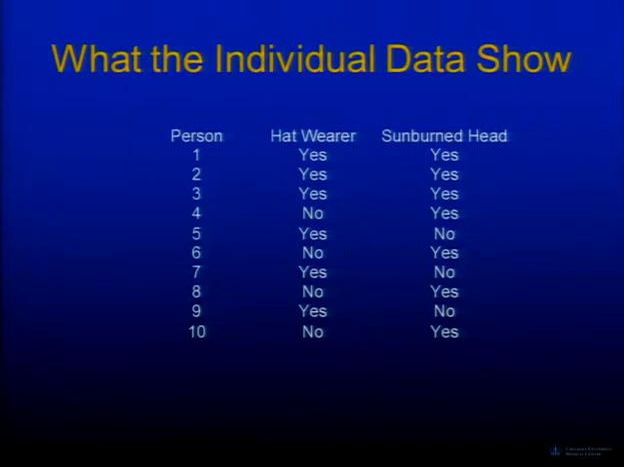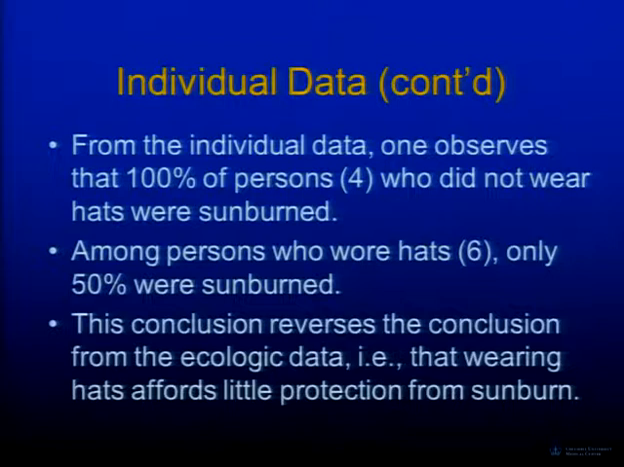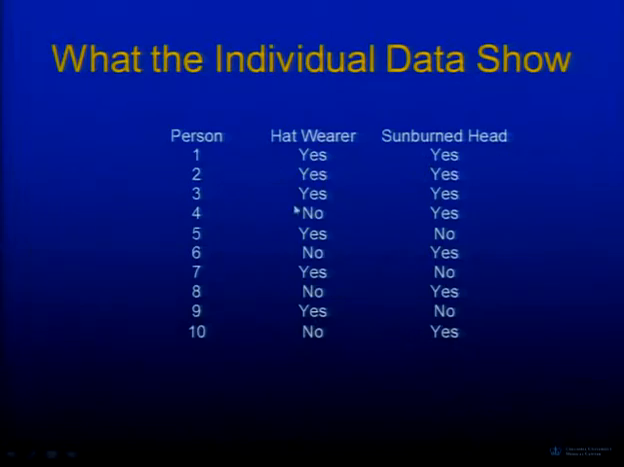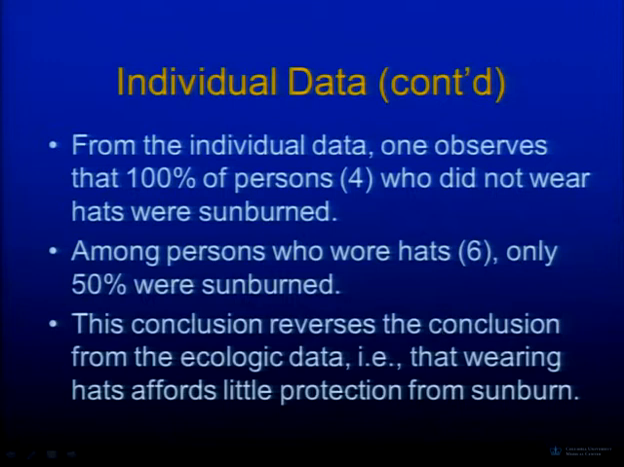So if we summarize all of this that's laid out here, we observed that 100% of people who did not wear hats were sunburned. So let's go back to this. The no hat wearers: yes sunburned, yes sunburned, yes sunburned, and yes sunburned. So every person without a hat did in fact get sunburned. And among people who wore hats, 6, only 50% were sunburned. So in fact, when we looked at the data as just group level data, it looked like the hats didn't make a difference.